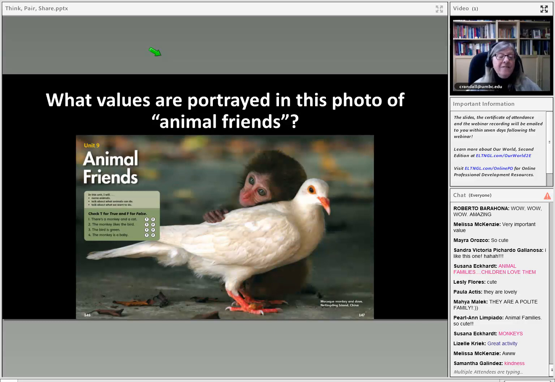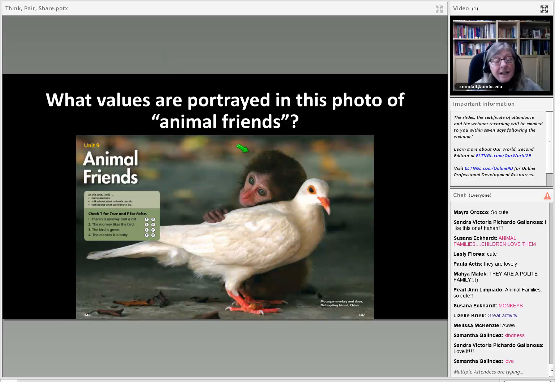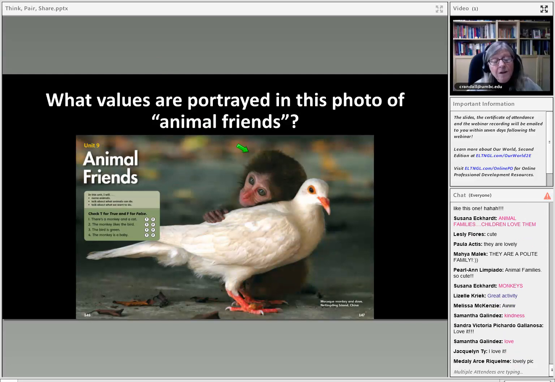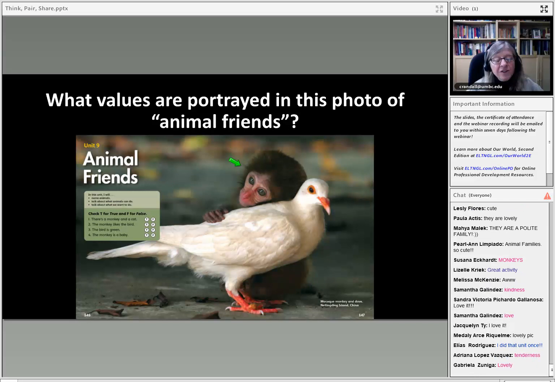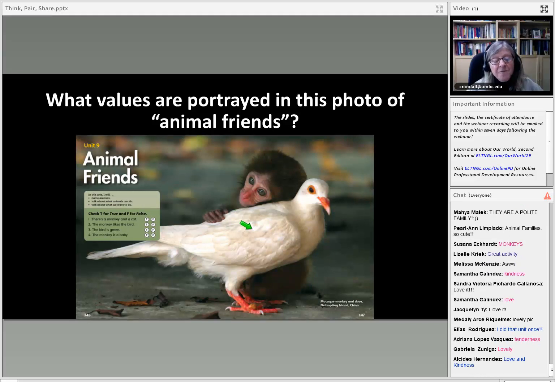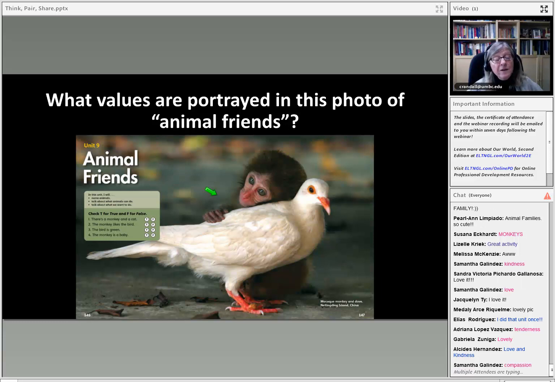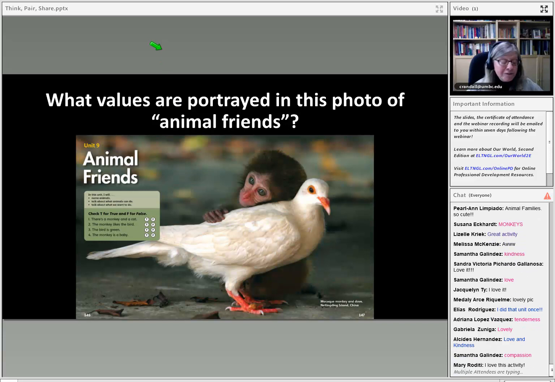But here we have a very, very young macaque monkey who was orphaned when he was extremely young. An animal rescue organization found him and took him to a shelter. And at that shelter, a dove became very close. And look at the expression of love that's being expressed by that monkey, and the dove being so helpful to his animal friends. So we do have to talk about animal friends as well.